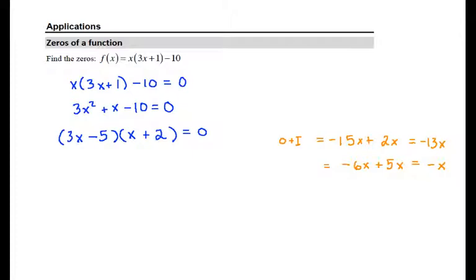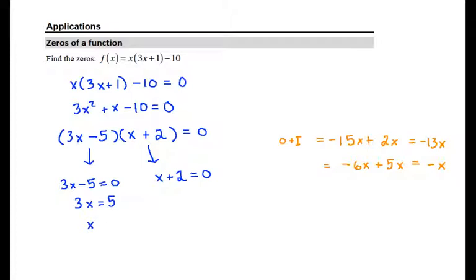Once I have found the correct factorization, I can set each factor equal to 0 using the zero product property. The argument goes that if this product is equal to 0, it must be true that one of the factors is equal to 0. And then I can solve these two equations, adding 5 to both sides.